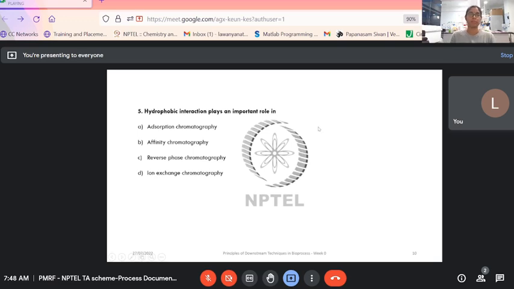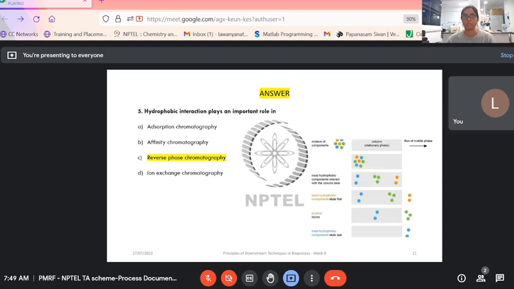Hydrophobic interaction plays an important role in: is it adsorption, affinity, reverse phase, or ion exchange chromatography? Think about it. So adsorption is based on the chemical principle of adsorption, so you do not necessarily need hydrophobic interaction there. Affinity chromatography can be due to hydrophobic interactions, but it is even more specific and is not restricted to hydrophobic interactions alone. Ion exchange chromatography, as it suggests, is based on the ionic charges present in the species.